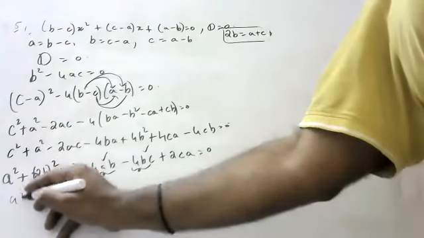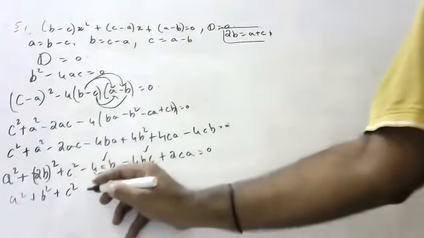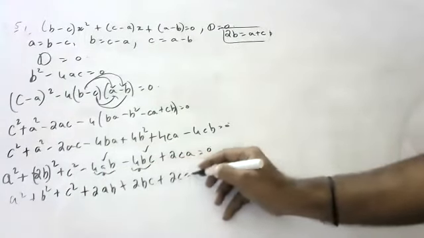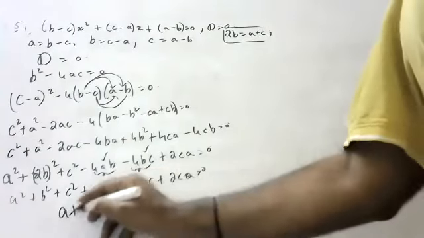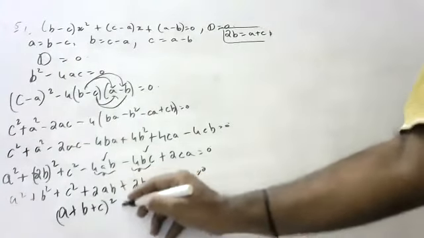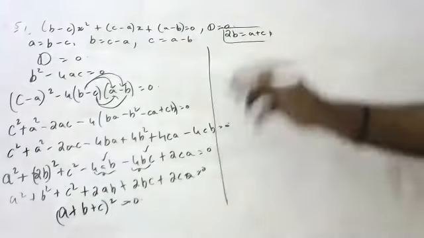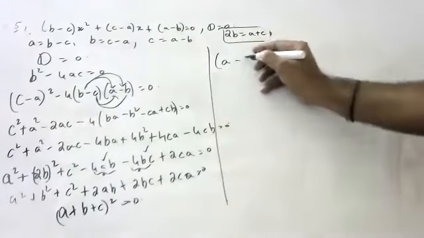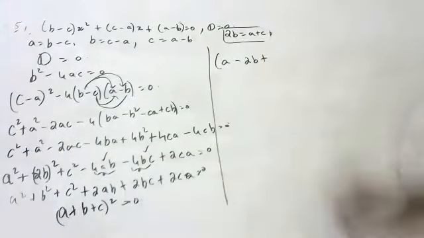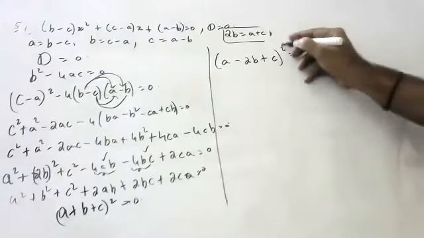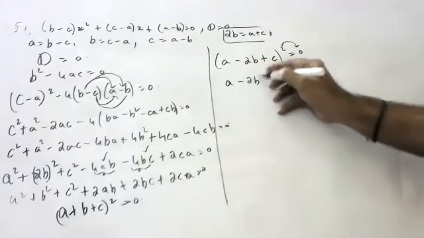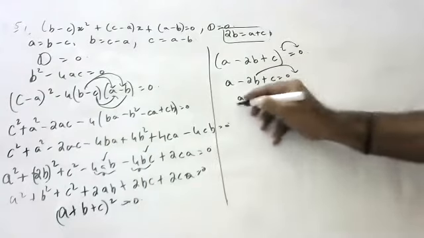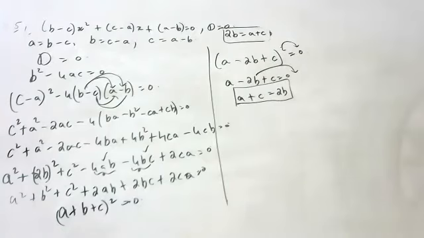So this is in the form of A square plus B square plus C square plus 2AB plus 2BC plus 2CA is equal to 0. That is nothing but A plus B plus C whole square is equal to 0. Children, what is A here? A. What is B? Minus 2B. What is C? C. So A minus 2B plus C is equal to 0. 2B goes here. A plus C is equal to 2B. And proved. I told you, no, children.